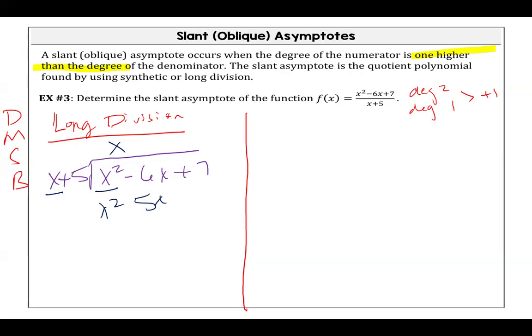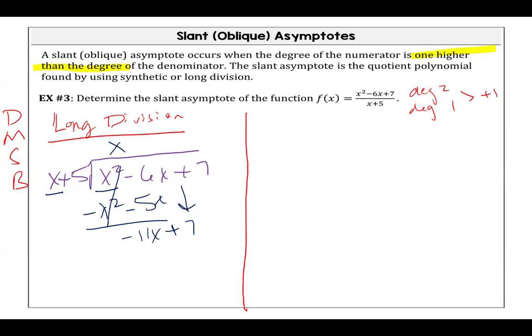x times x is x squared. x times 5 is 5x. Yes? Okay. The next thing we're going to do is subtract. So I'm subtracting each one. You know you did it correct because your first terms should cancel out. And then you're going to combine. So you have negative 6x and negative 5x, and you have negative 11x. Yes? And then we bring down. So now we're going to bring down the 7. Are you with me? Okay. And now we're going to repeat it again.